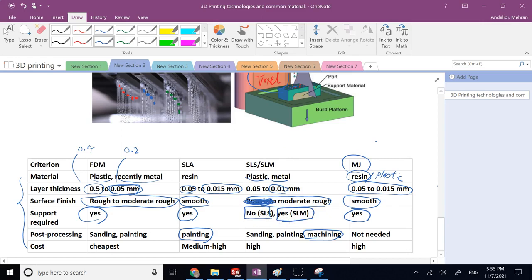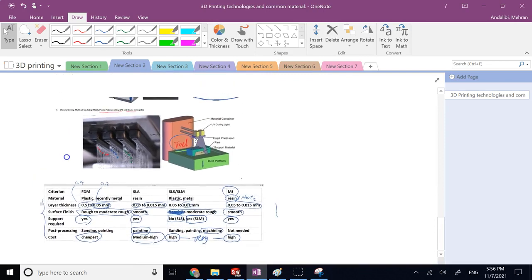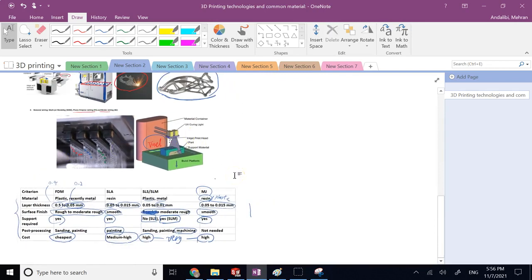And finally, in terms of cost, FDM is absolute cheapest, SLA is medium high price, and SLS, SLM, and multi-jet are high. Or I can say, if I want to put it properly, I have to say very high. These are very high cost, okay? They really have a justification to be used only in industry and productions, not really for home or most of the time even education applications.